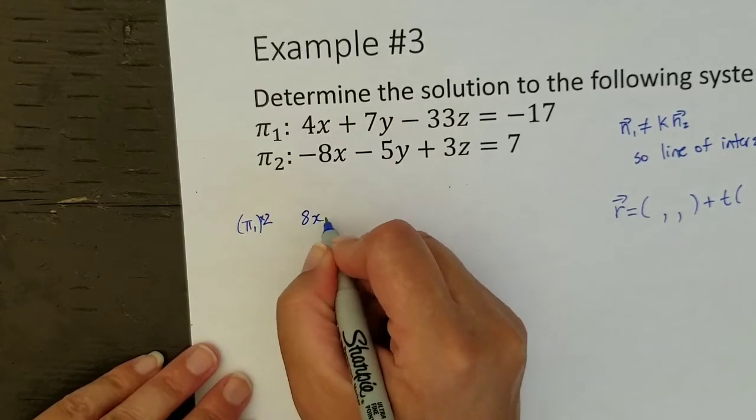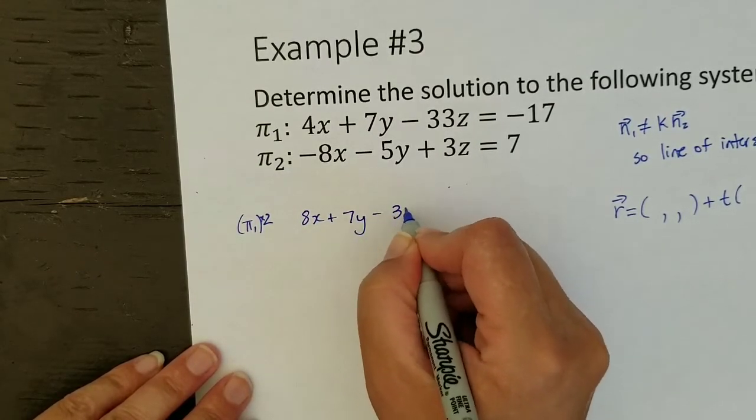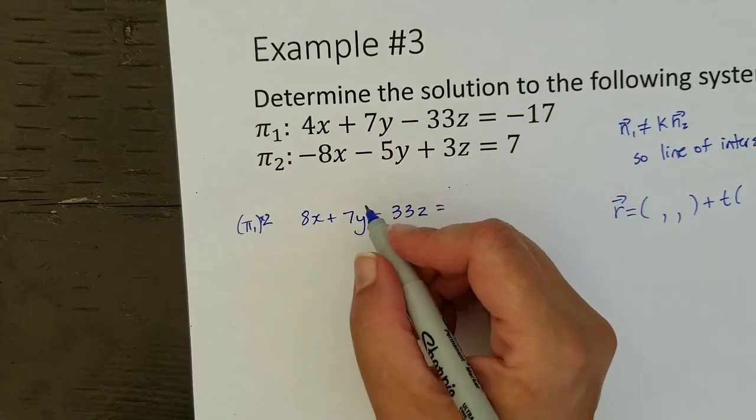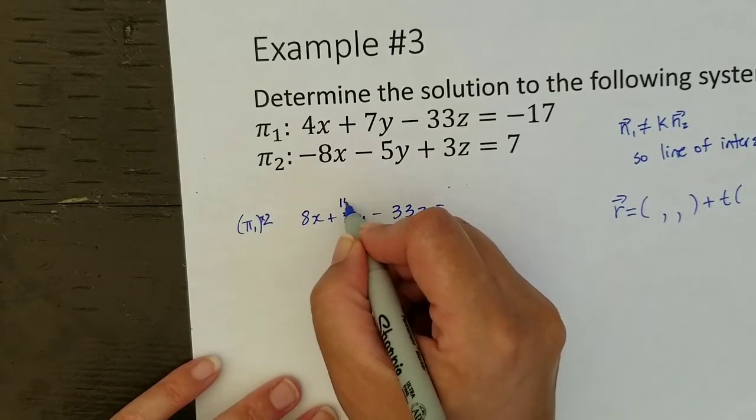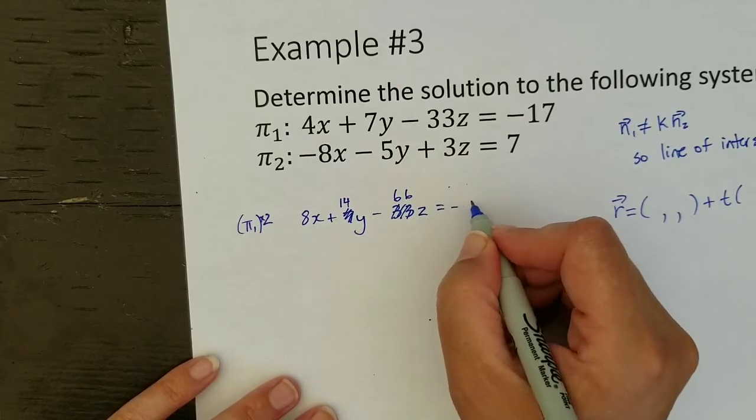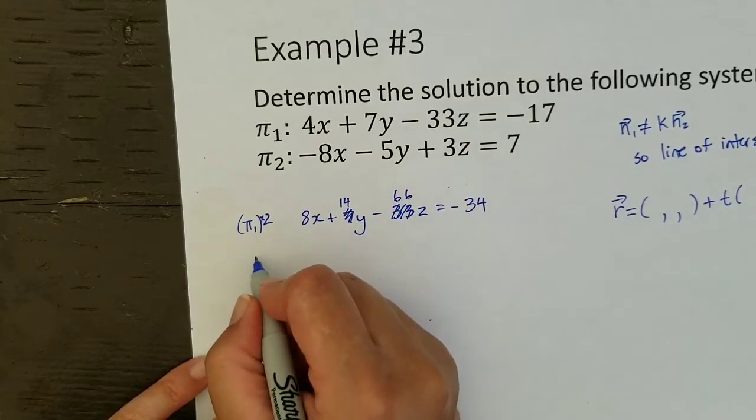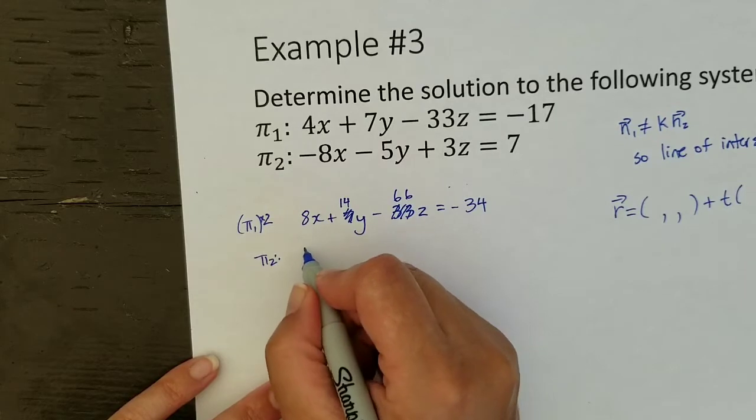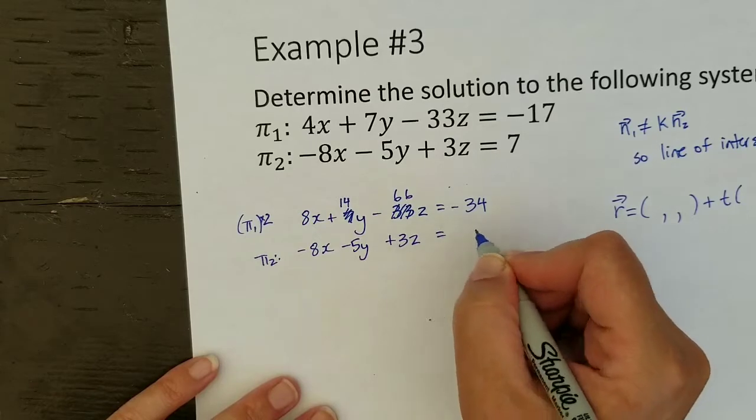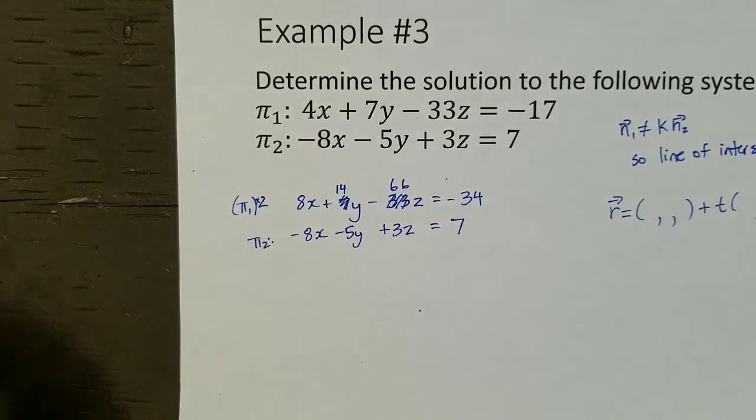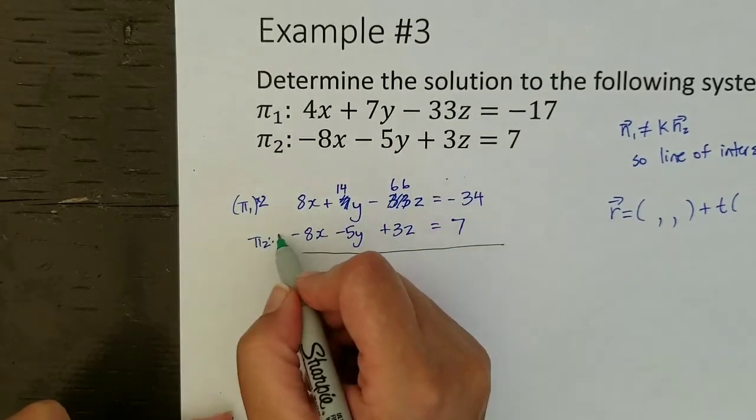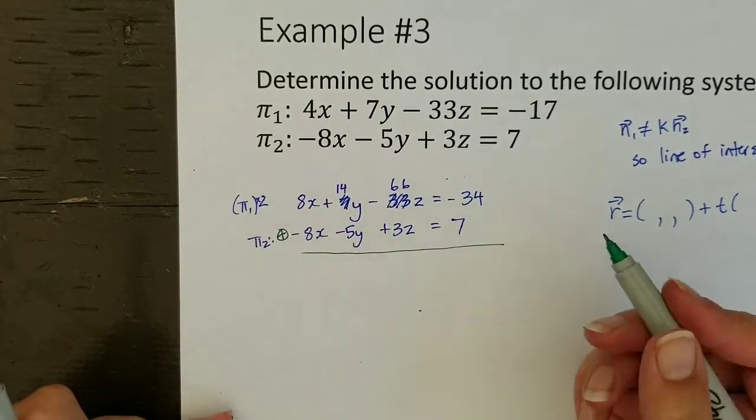So then I'll have 8x plus 14y minus 66z equals negative 34. I was not multiplying here, I'll have to fix this up before I scan it in, sorry guys. And then plane 2, we'd have negative 8x minus 5y plus 3z equals 7. And then I can add down in these columns to clear out the x's. So I'm going to add to do elimination.